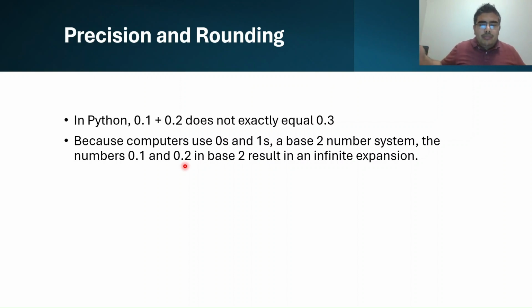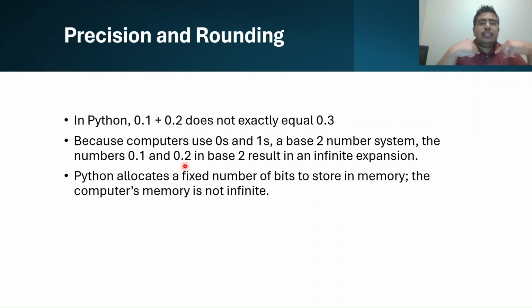This is the fun of math and of base number systems. We work with base 10 in our mathematics, but computers work with base 2, because that's all they understand, and that causes this problem. Python allocates a fixed number of bits to store memory. The computer's memory is not infinite. You can't store 1.0000000 infinitely because the memory is not infinite. So it cuts the number at some point, at some number of bits.